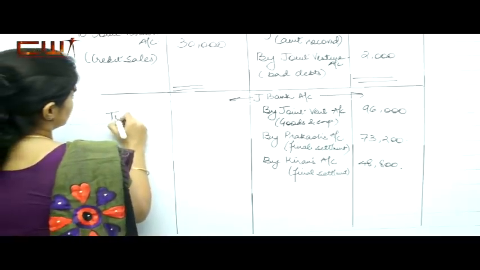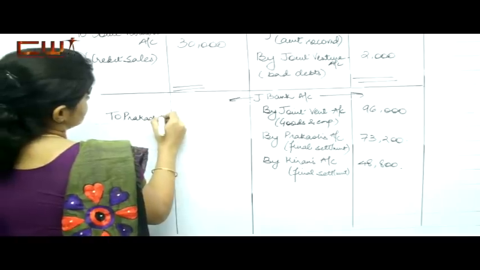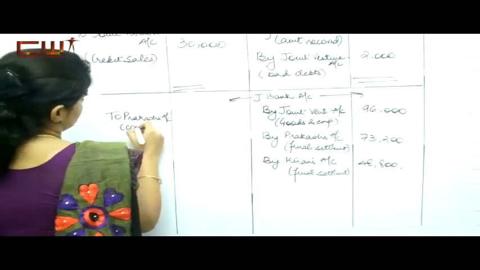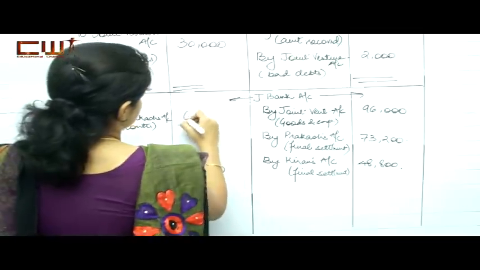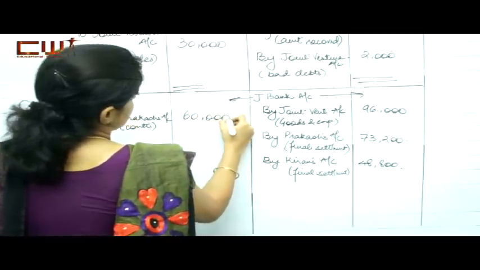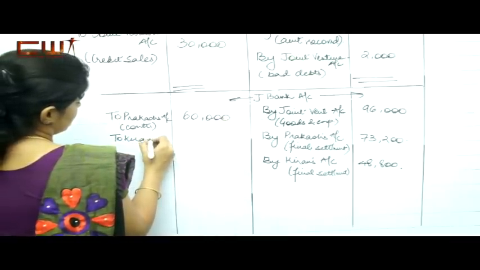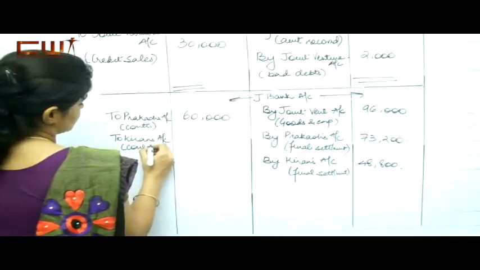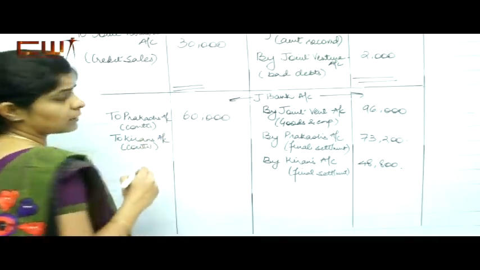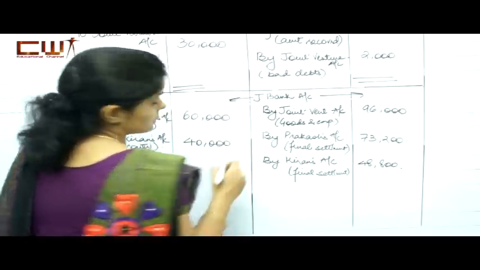So it will be to Prakash's account, his contribution. How much did he bring into the business? Initial contribution 60,000, right? To Kiran's account. This is also initial contribution. How much had Kiran brought into the business? 40,000, right?